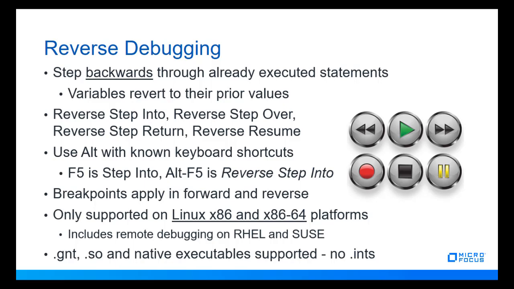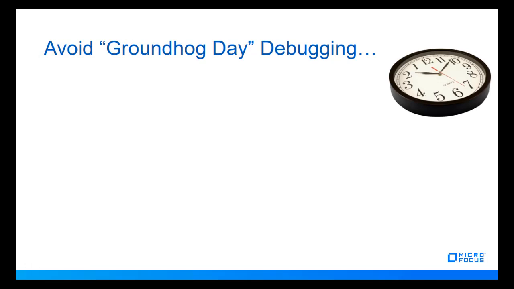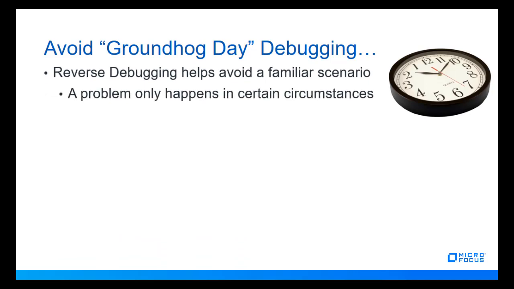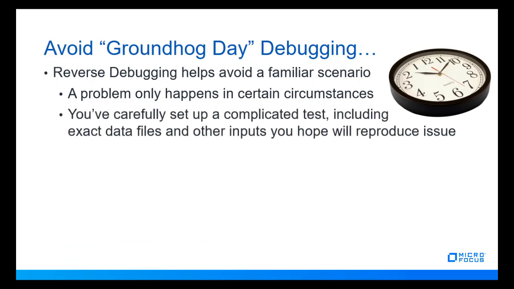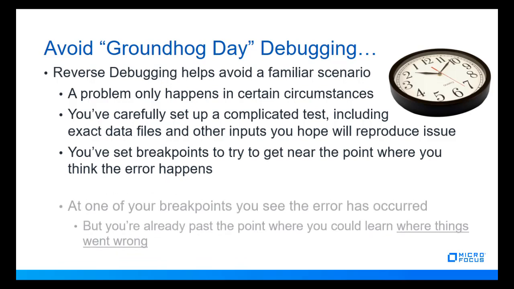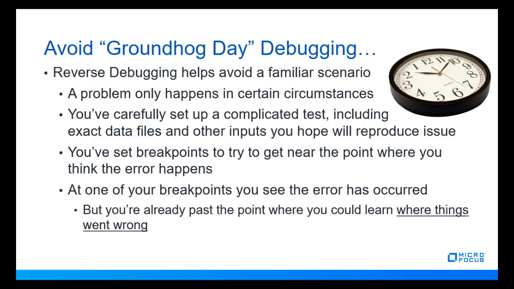This feature can be very powerful, as it helps avoid what I call Groundhog Day debugging. You have an application problem or failure that only happens intermittently or under certain circumstances. You've carefully assembled the required data files and other setup to try to reproduce the problem, setting breakpoints in the area where you think the problem occurs, and investing lots of time stepping through code and checking variable values. When you see evidence of the error, you discover that you're past the point of identifying the value or path through the code that triggered it.